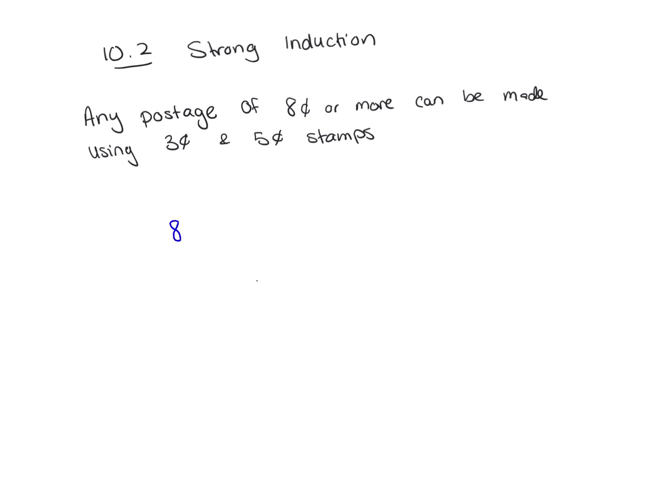So I know if I have 8 cents, I can make that by doing 3 plus a 5. If I have 9, then I can do a 3 and a 3 and a 3. If I have 10, I can do a 5 and a 5. So far this seems like it's going to be true. 11, I can do a 3 and a 3 and a 5.